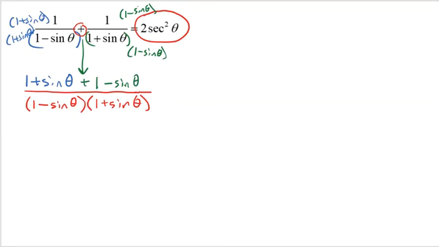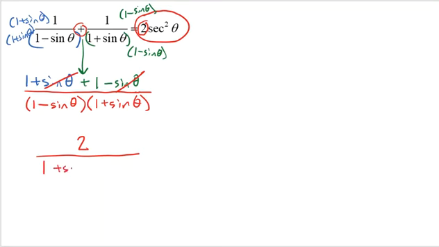Okay, so let me clean this up and reduce. On top, 1 plus 1 is 2. The positive sine and the negative sine make a 0, so they're gone. So the only thing I have on top is a 2, which is good news because look at my answer. It has a 2. Now what about that denominator? Well, let's see here. Let's multiply it out. 1 times 1 is 1.